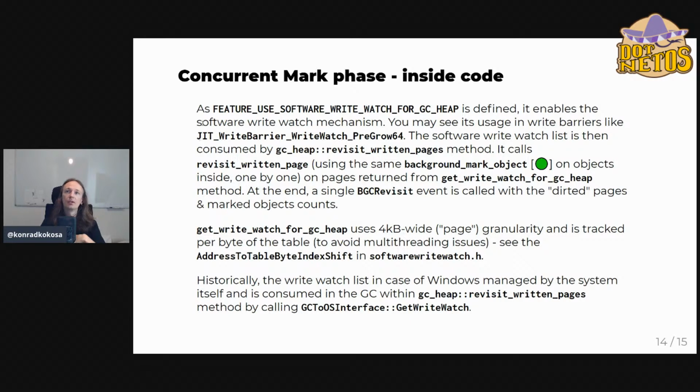Then there is this pretty important feature flag, which is called use software WriteWatch, which is exactly the story I've described. Instead of relying on the Windows API, we are relying on the internal software implementation of the WriteWatch mechanism, and this flag is now defined for Windows and Linux. And you might see usage of write barriers because they are also part of the runtime, obviously. So for example, we can search for this particular write barrier. So let's just find it in Visual Studio.